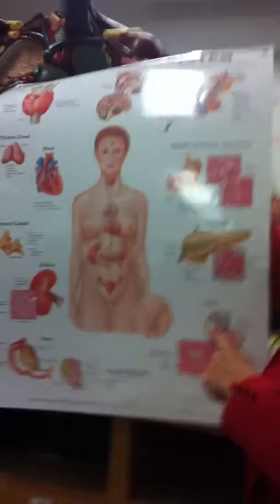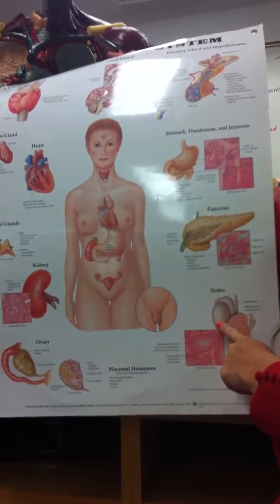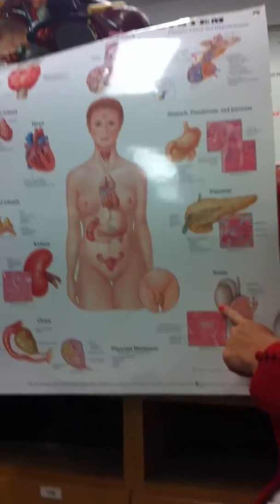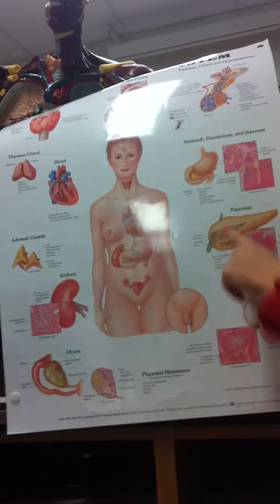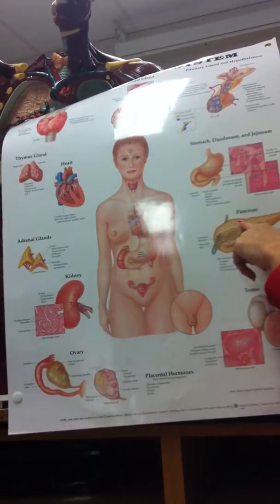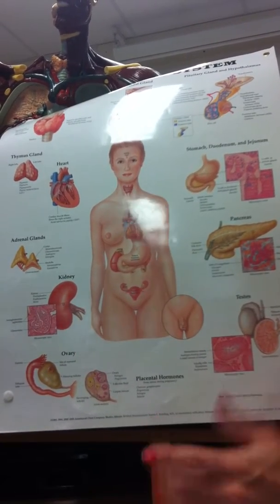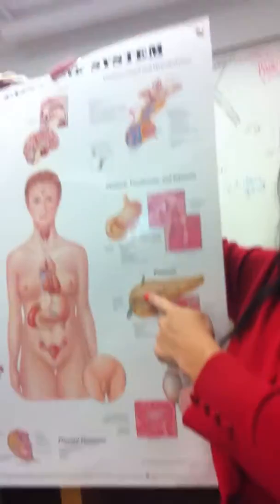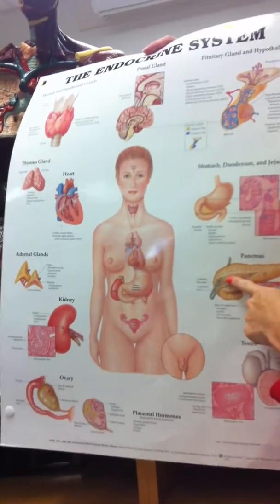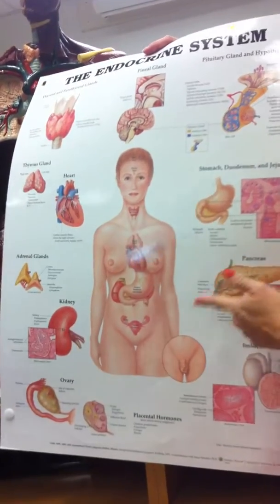Name a hormone produced and released by this tissue. Testosterone. Name a hormone that acts on this tissue. Testosterone. So also luteinizing hormone. Pancreas. Name a hormone that is produced and released by this tissue. Insulin or glucagon. You could also, okay, so the types of questions: name a hormone that acts on this tissue, name a hormone released by this tissue, name a hormone produced by this tissue. And then, what's the function of that hormone?